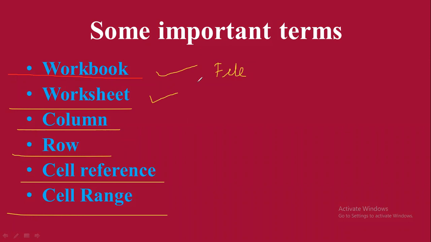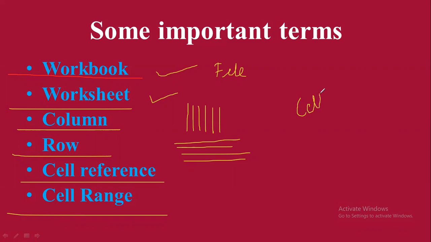Then the columns: the vertical lines in the sheets are called columns, and the horizontal lines are called rows. And here one thing is not mentioned in the list, that is cell. When rows and columns intersect each other, it becomes one box, right? It creates one box, and this one box is called a cell.